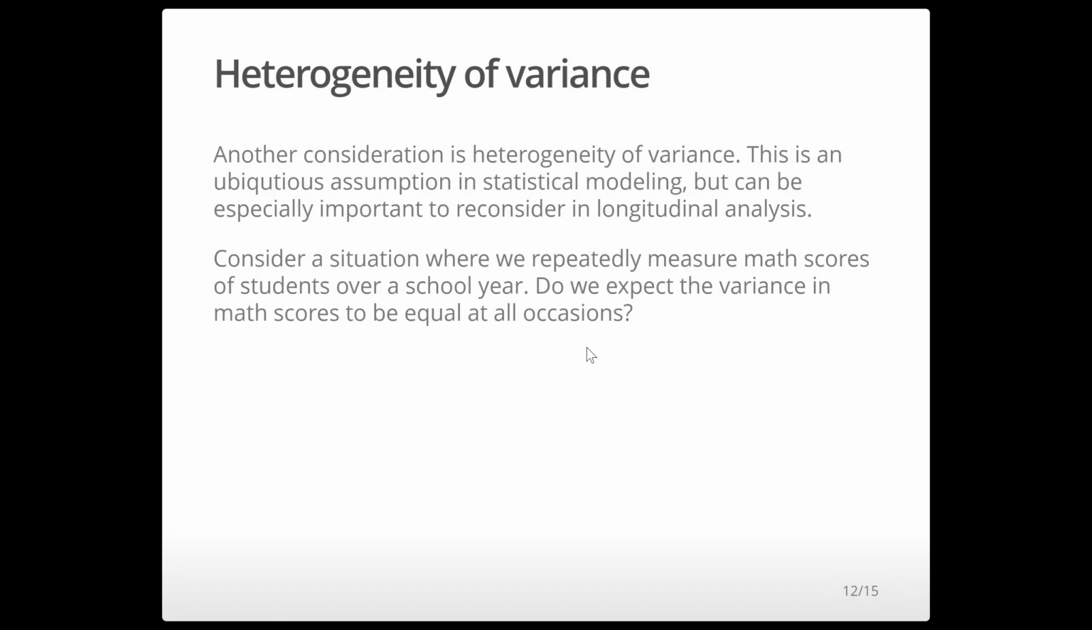So finally, there's one other consideration that we can think about, which is the heterogeneity of variance. And this is a common assumption across many statistical models that we may want to specifically reconsider when we have longitudinal designs. So one of the reasons is we may think that time causes variance to change. So the variances over time might be different. An example might be if you repeatedly measure math scores of students over a school year, do we expect the variance in math scores to be equal at all occasions? And ideally, they won't be. Ideally, these variances will hopefully converge as the students learn the math material.